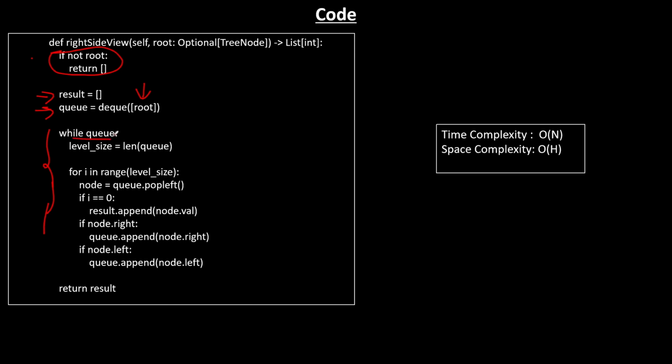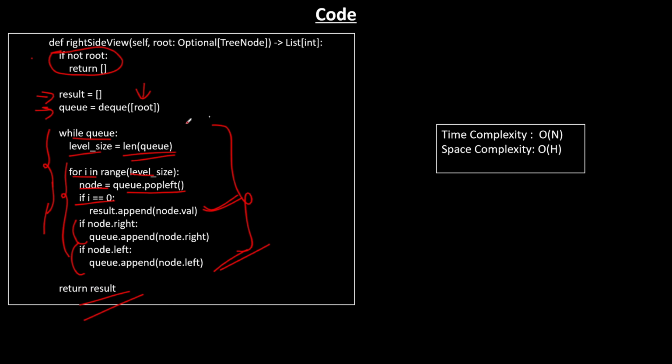While the queue is not empty, we take the length for each level. For this particular length, we iterate, we pop the node, and we check if i equals 0. If it equals 0, we append the value of the node. Then we check for the right: if right exists, push the right. If left exists, push the left. When the complete traversal is done, we just return the result.